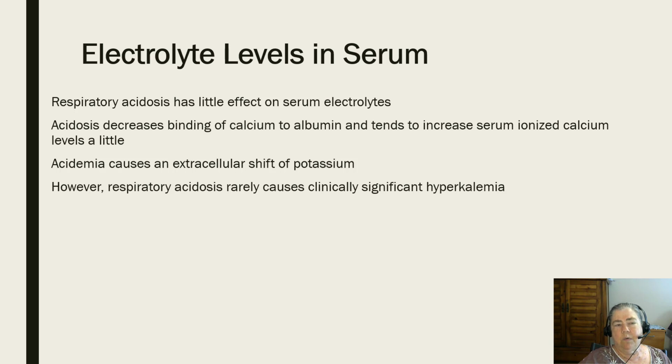It's one of the reasons why when we are treating a patient with metabolic acidosis like diabetic ketoacidosis, it's extremely important to think about their potassium. They may have a perfectly normal potassium level but be depleted in total body potassium and require potassium supplementation fairly early on in treating.